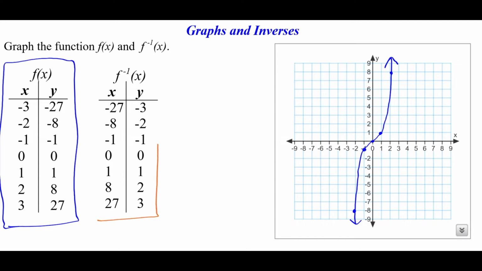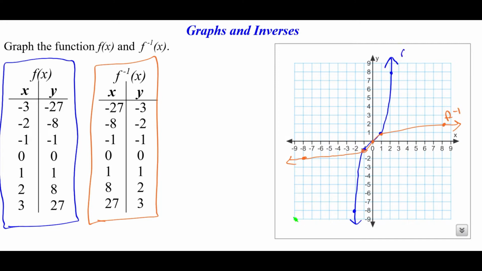Then I'm going to graph the inverse points in orange. Here we're going to graph negative 8, negative 2; negative 1, negative 1; 0, 0; 1, 1; and then 8, 2. Again, the 27 and negative 27 are not going to fit on our graph. If I connect these dots together, this is the inverse of that function. So this is my inverse, and the blue function was just f.